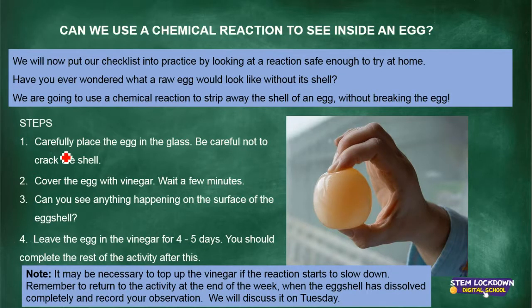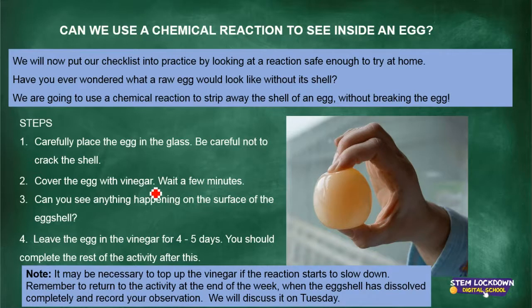So your steps, what you're going to do. You need to carefully place an egg in a glass bowl, and be careful not to crack the eggshell. So don't use a very big bowl because you're going to cover the egg in vinegar. Use a small bowl so you don't have to waste so much vinegar. So you put the egg in and you cover the egg in vinegar.